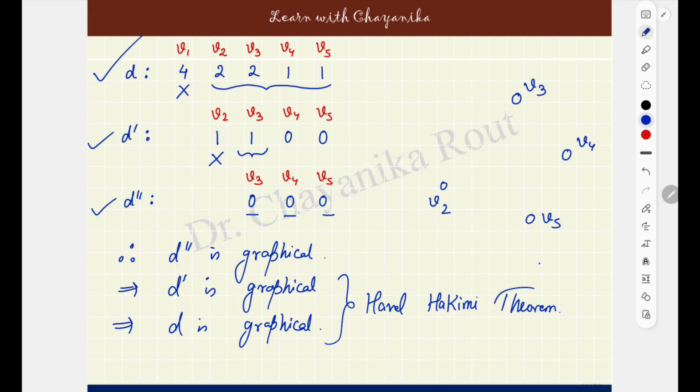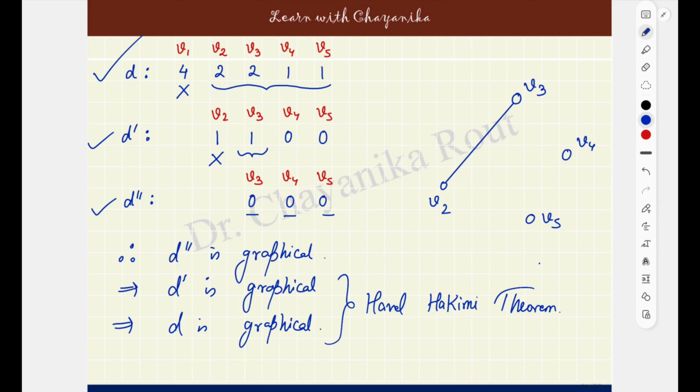So when V2 will enter, V2 will be adjacent to that vertex only, or to those vertices only which have faced reduction in their values because of its removal. So V2 enters and V2 becomes adjacent to V3. See, this is the graph which satisfies the degree sequence d dash. V2 is having degree 1, V3 is having degree 1, V4 and V5 they are having degree 0s. So 1, 1, 0, 0, this degree sequence is satisfied by this graph.